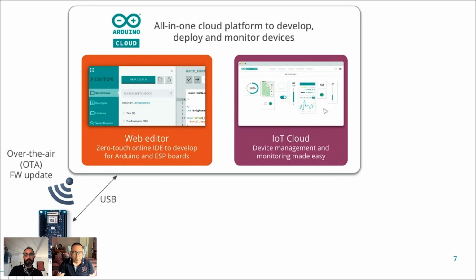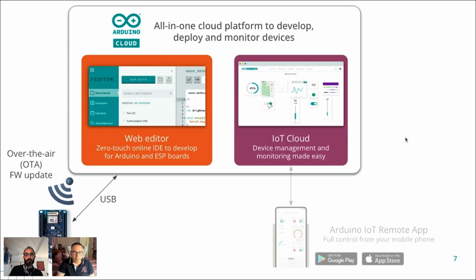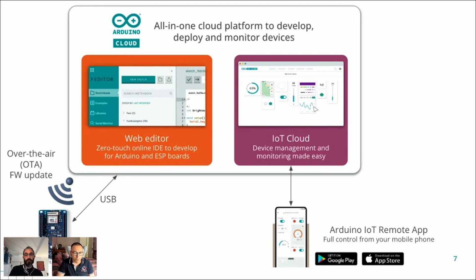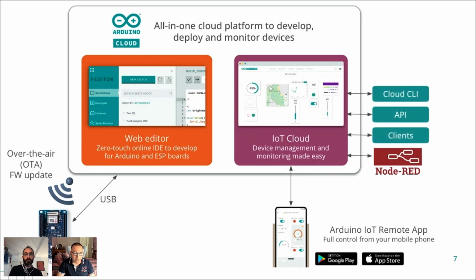You can access the IoT Cloud in many different ways. The most straightforward way is to use the web browser, but you can also access your dashboards from anywhere using the mobile phone and the Arduino IoT Remote app, which is available from the Google Play and App Store. Additionally, there are many other advanced ways to interact with the IoT Cloud that can be useful depending on the use case. For instance, using the command line tool called Cloud CLI, that can be very convenient for users that want to automate tasks using scripts. That's one of the tools that we are going to present today.